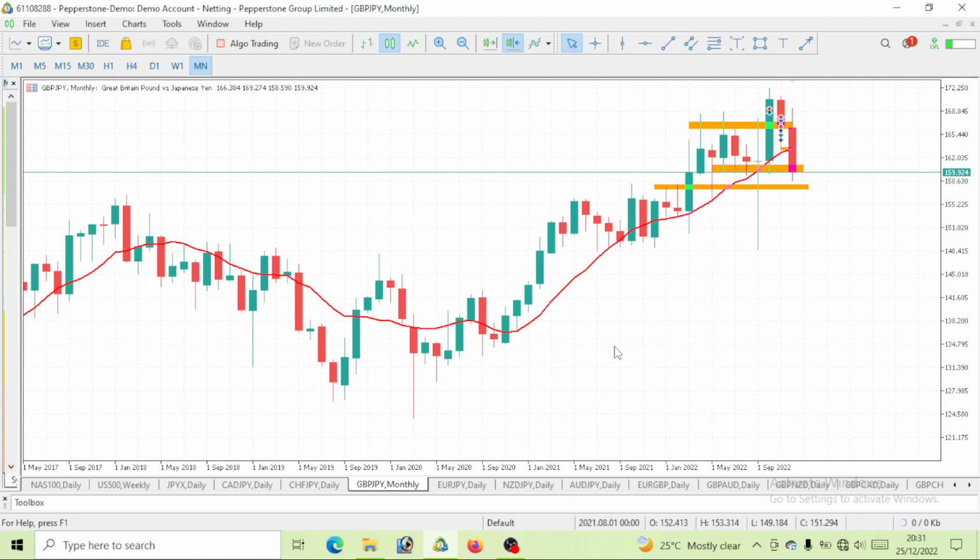Now let's take a look at GBPJPY for this week. In order to get this analysis properly, I want us to start from the higher time frame. We are going to analyze it downward to the lower time frame, and how we will be placing our trade is what we will be looking at for this week.